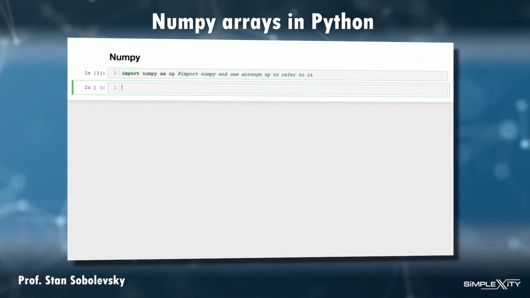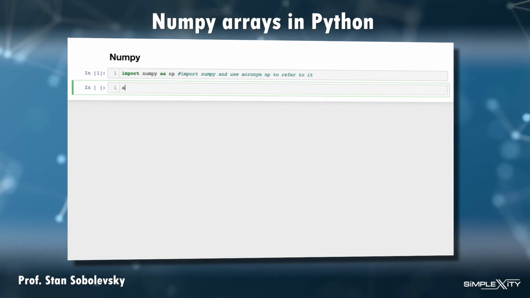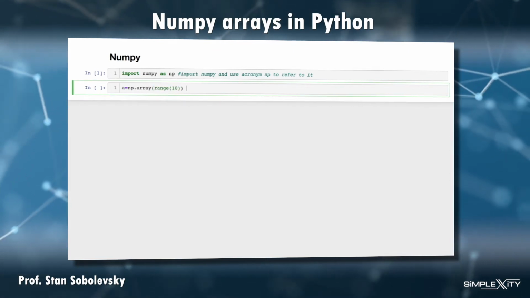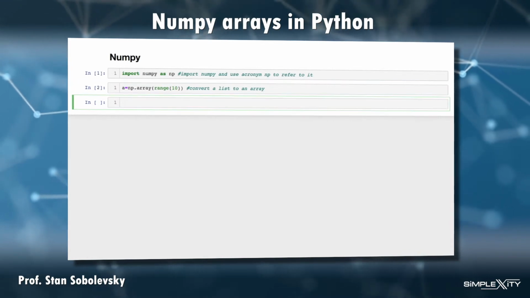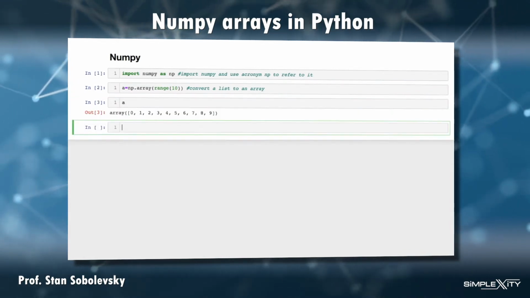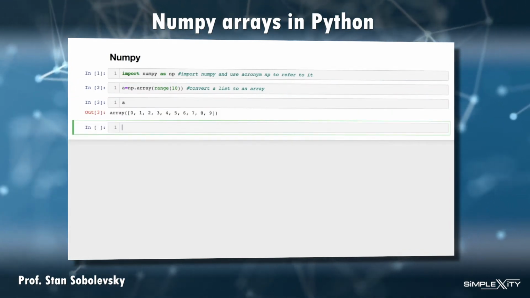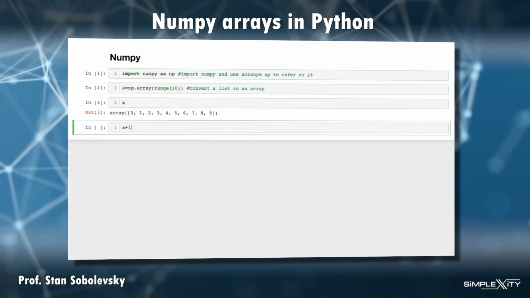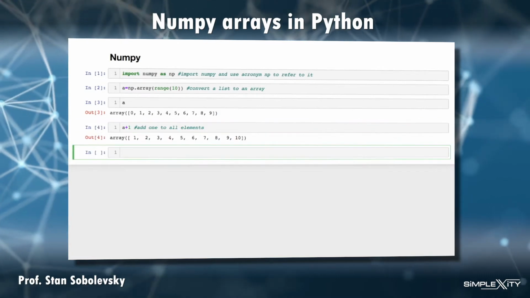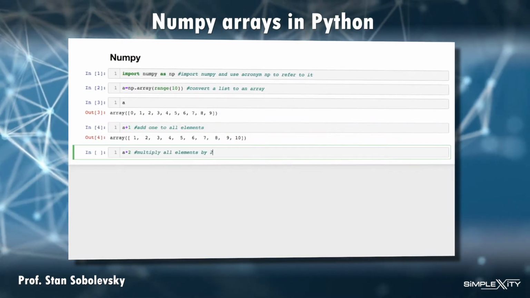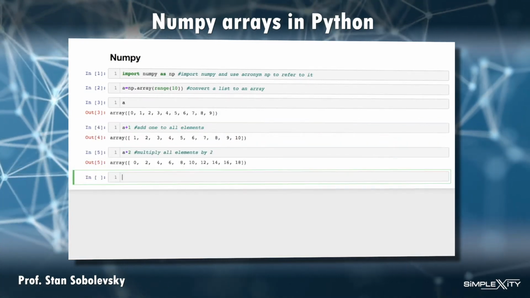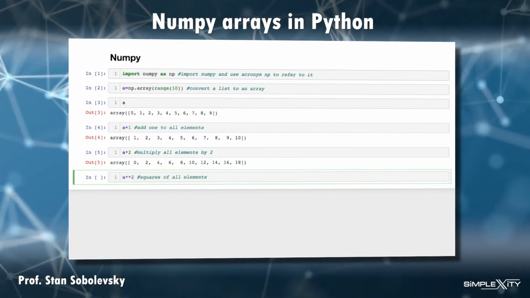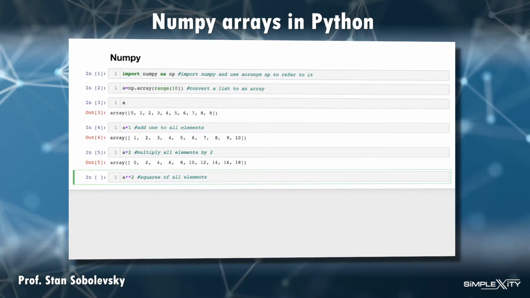Perhaps the easiest way of creating a NumPy array is by converting a list to it using np.array. It will look similar to a list, but will show up as an array. And now, all the arithmetic operations with it are by default element-wise. If we add one, we add it to all the elements. If we multiply by 2, we multiply all the elements by 2. And this way, we can get the array of squares of all the elements of the original array.